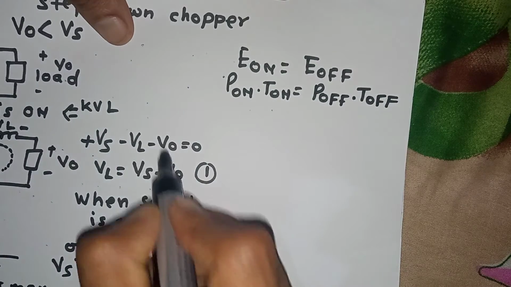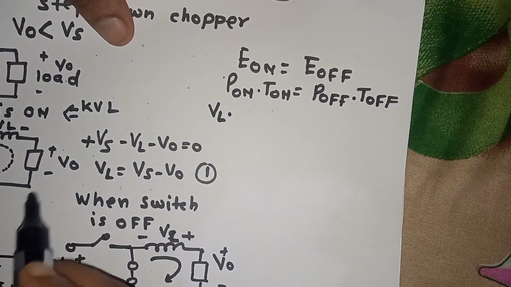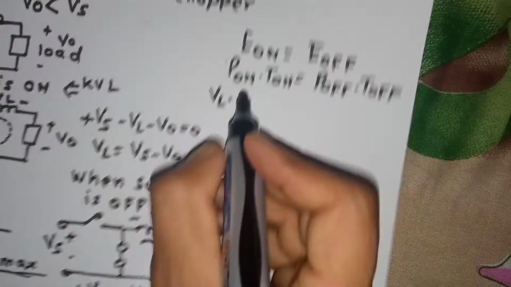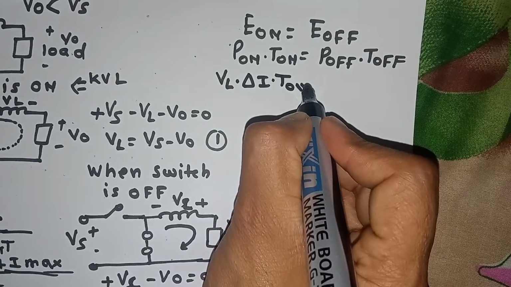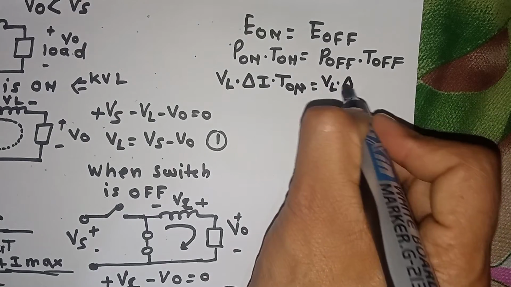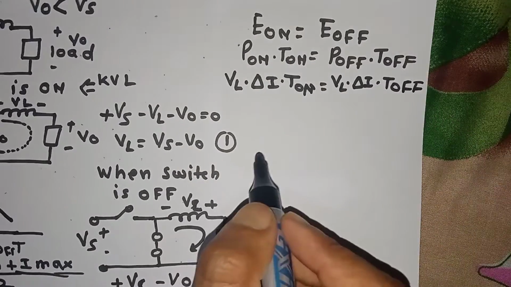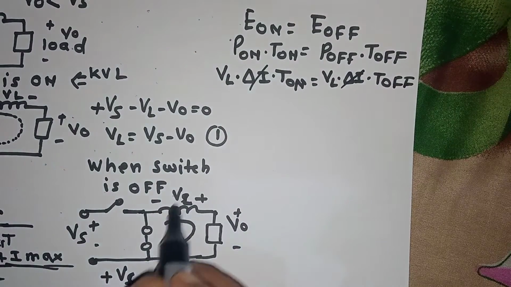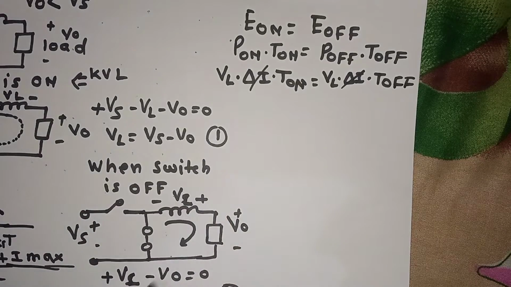Now power through the inductor we can write as VL into the average current, delta I. So we multiply by delta I into T on, is equal to, similarly, VL into delta I into T off. So this expression we will get. Now delta I will cancel out, and we get the value of VL in the on condition from the first equation, and in the off condition from the second equation.